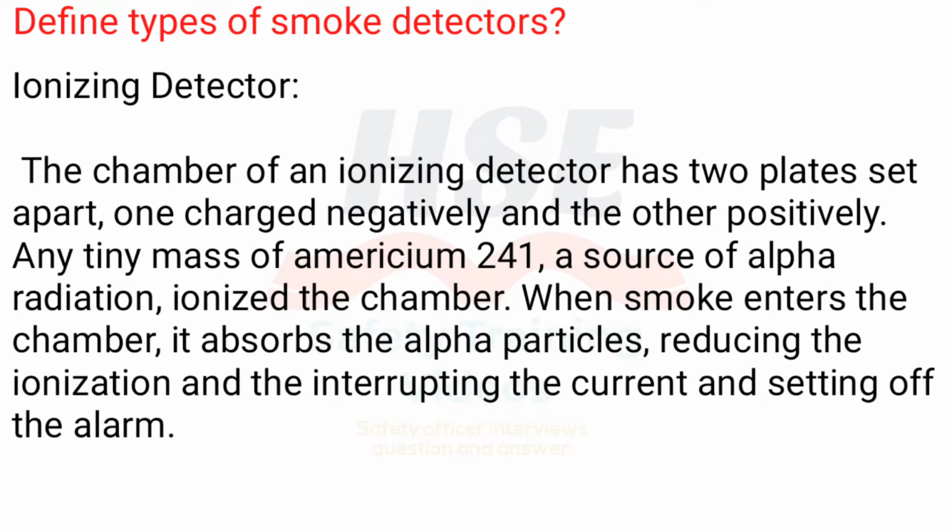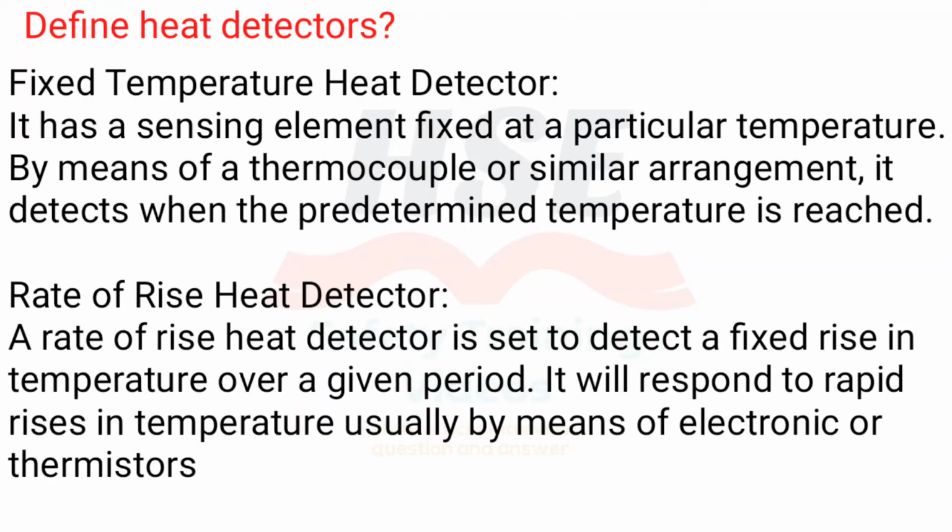Ionizing detector. The chamber of an ionizing detector has two plates set apart, one charged negatively and the other positively. A tiny mass of americium-241, a source of alpha radiation, ionizes the chamber. When smoke enters the chamber, it absorbs the alpha particles, reducing the ionization and interrupting the current and setting off the alarm.